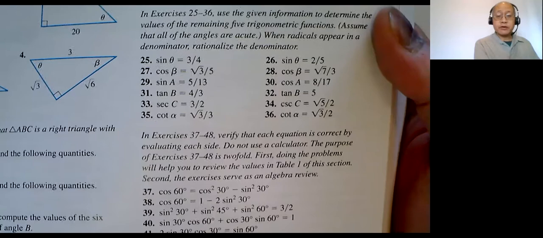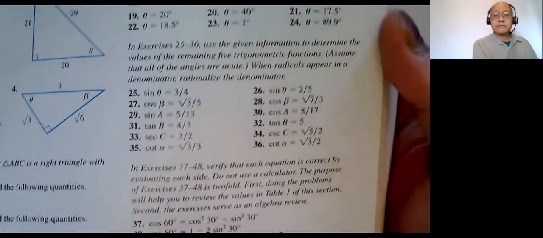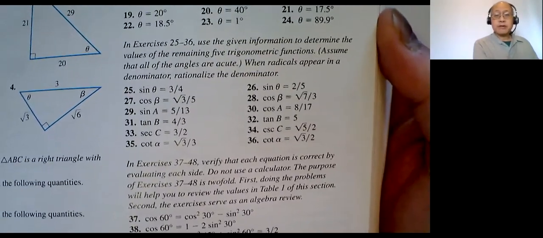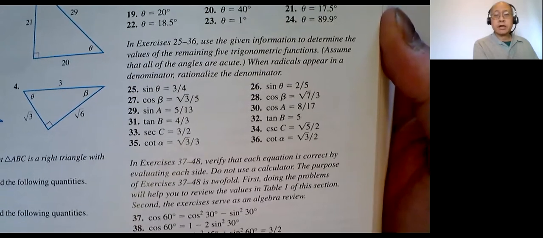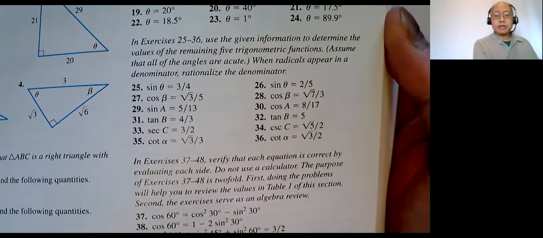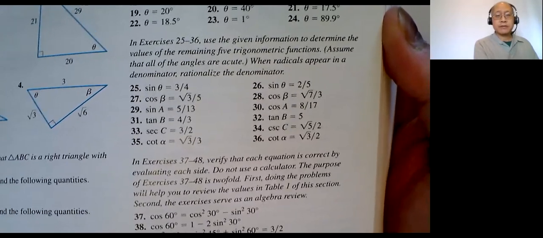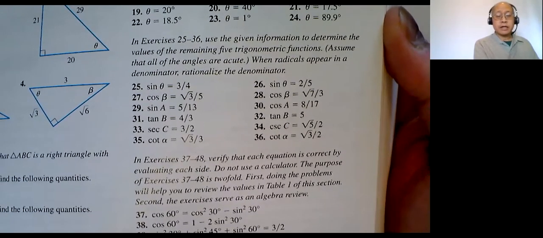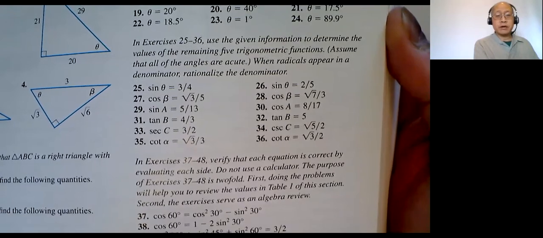So 25 to 35 type, how do you do that? You use the given information to determine the values of the remaining 5 trig functions. Assume all the angles are acute. When radicals appear in the denominator, rationalize the denominator. So how do you do stuff like that? Sine of theta, cosine beta, and all that stuff.